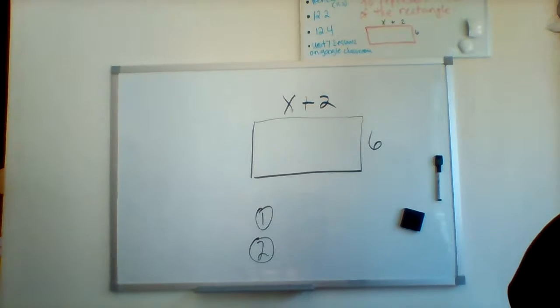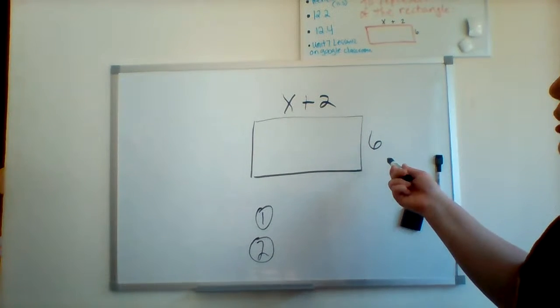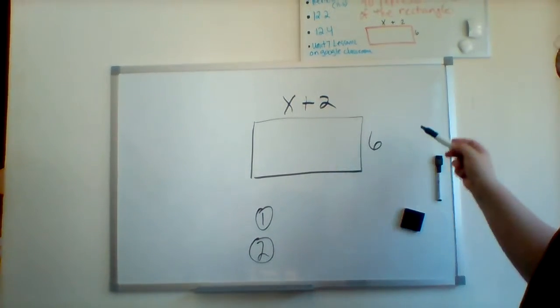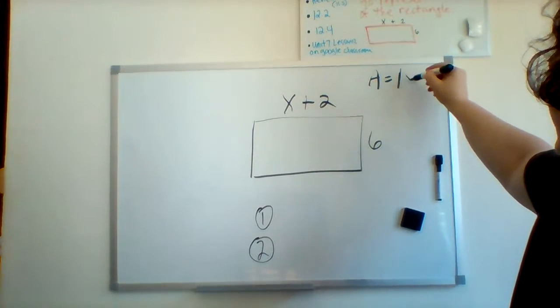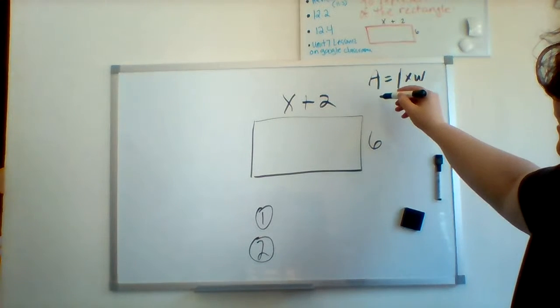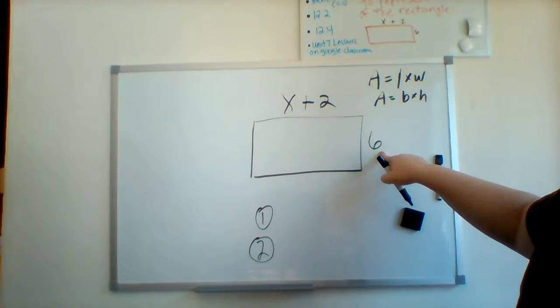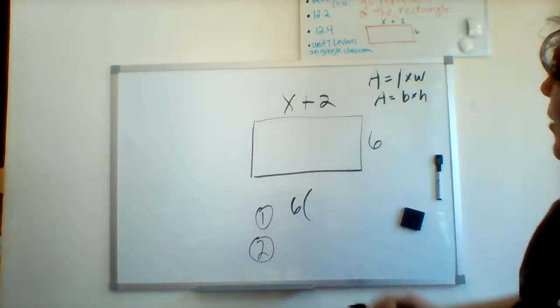No, it's fine, it's fine. Which one would you use as a base? What would you say is the bottom of the rectangle? The 2? You could if you were standing the other way, so we could do that. So if we do area equals length times width, or you're saying area equals base times height, if this was the base, we can have 6 times what?